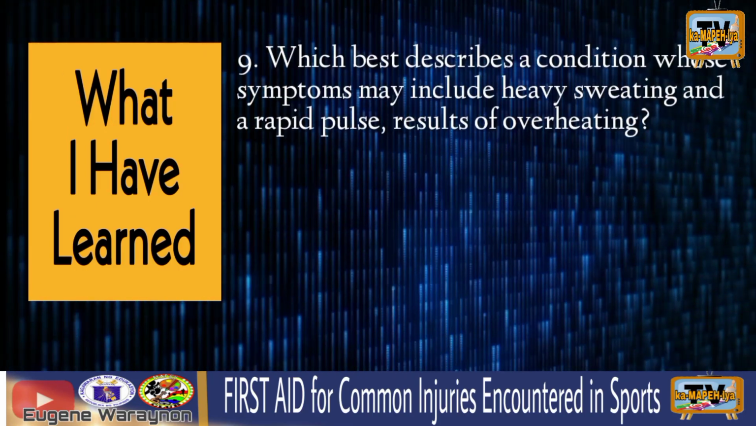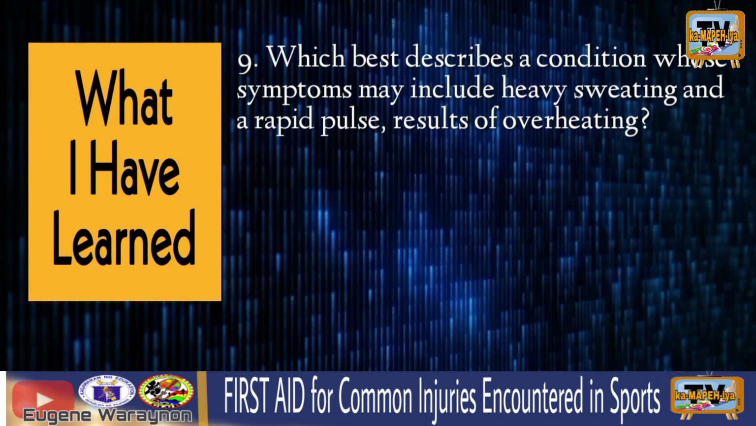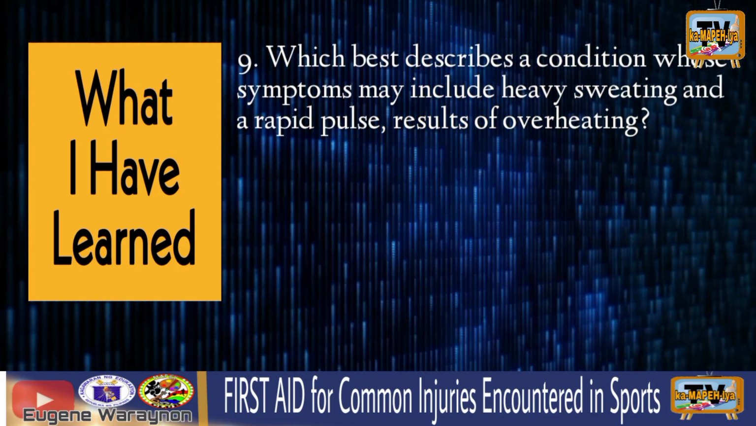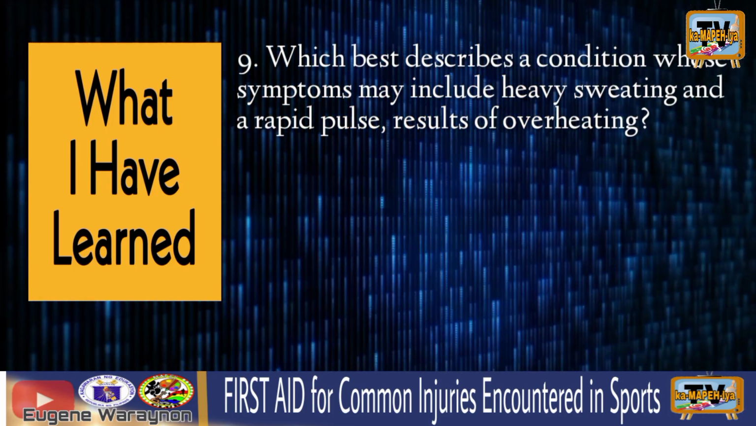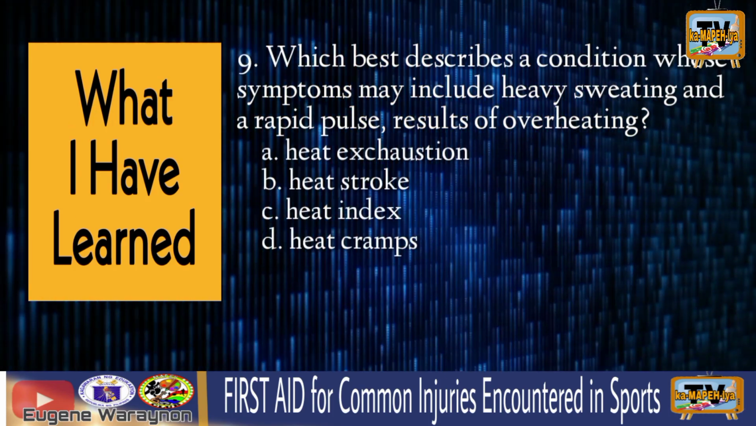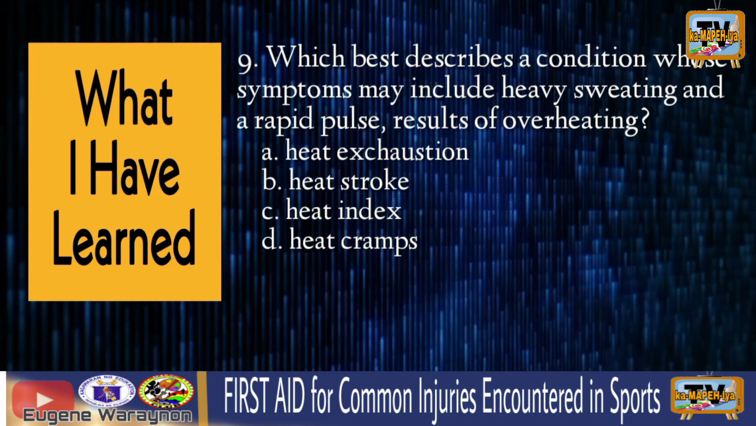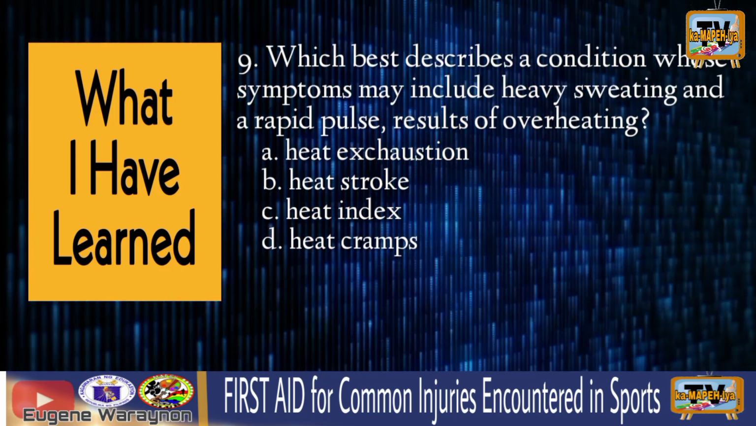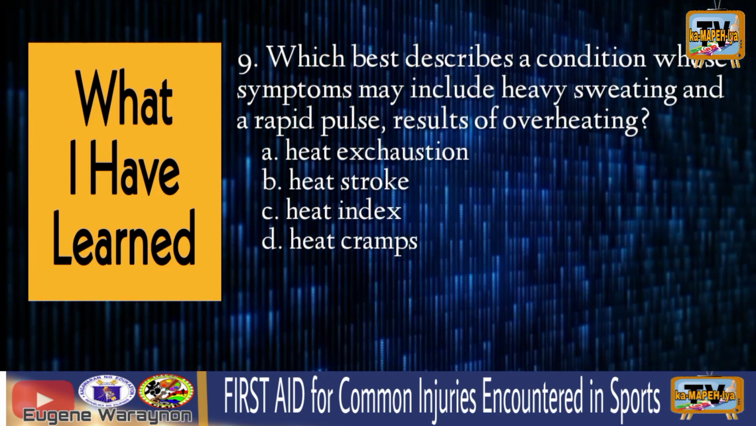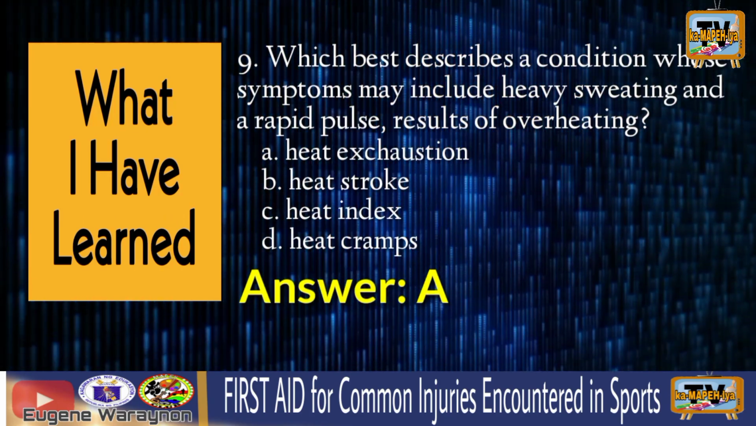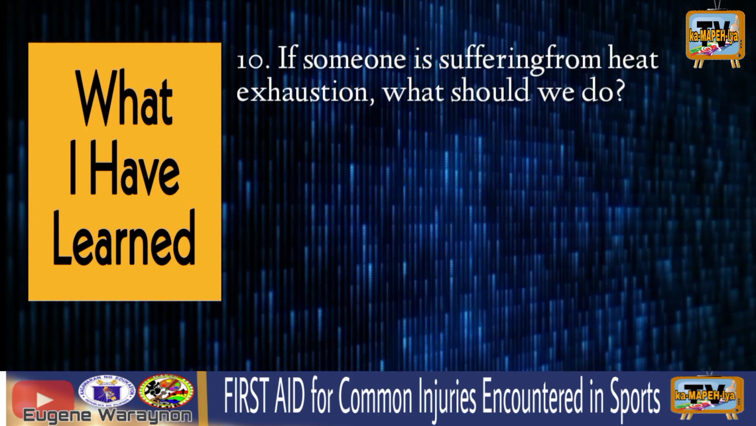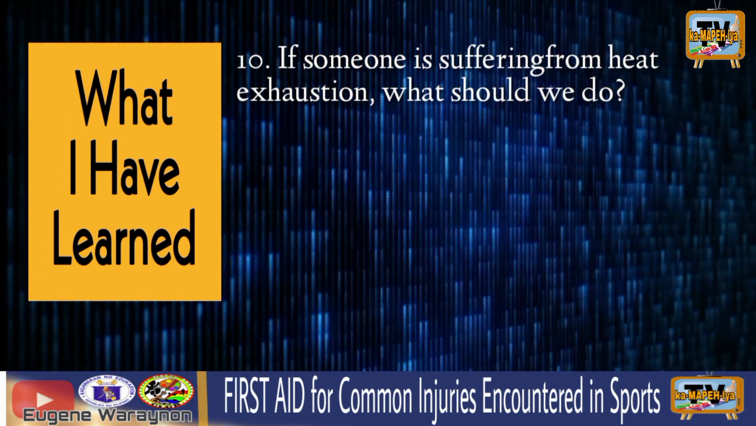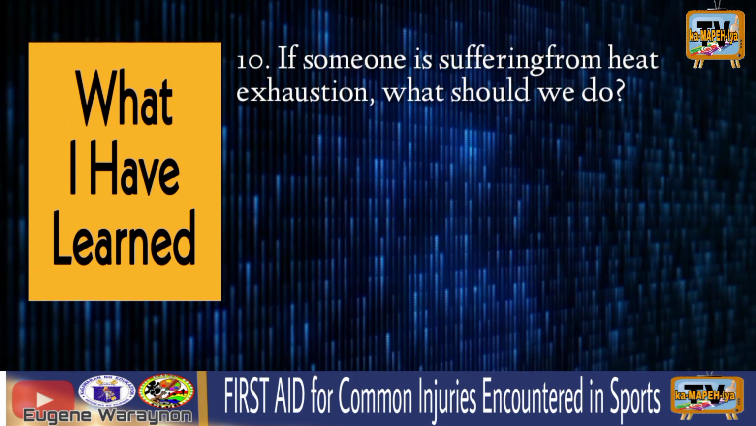Number 9. Which best describes a condition whose symptoms may include heavy sweating and rapid pulse, a result of your body overheating? A. Heat exhaustion. B. Heat stroke. C. Heat index. D. Heat cramps. The correct answer is letter A. Heat exhaustion.